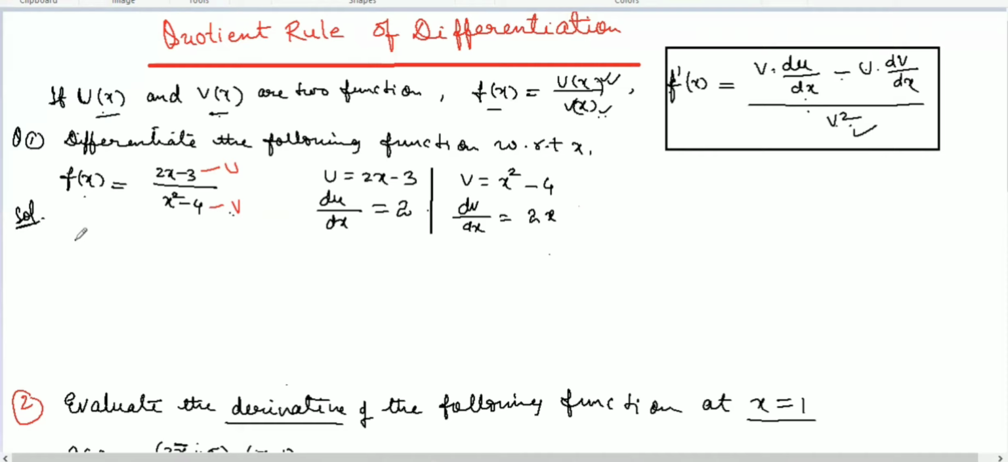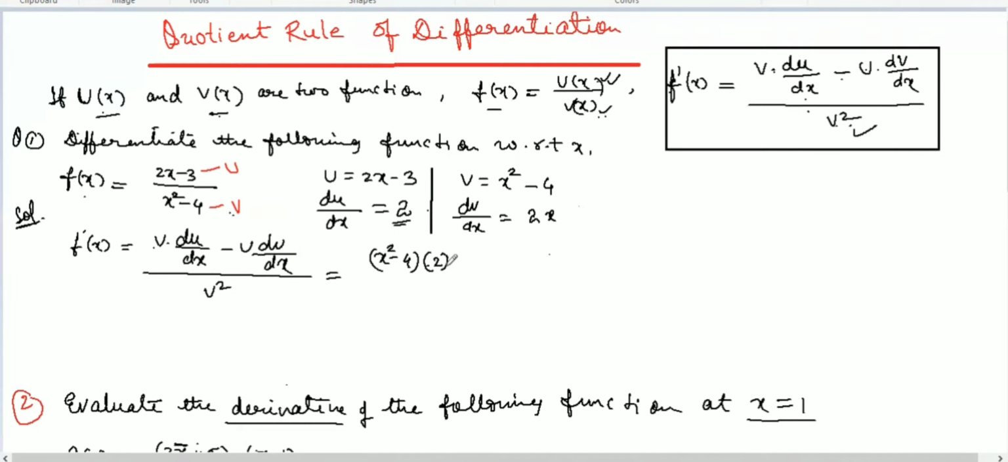So what is the formula? Write down here the formula. F prime of x equal to v du over dx minus u dv over dx, all over v square. Let's go here. So v is x square minus 4, write down x square minus 4. And then we have du over dx. Du over dx is 2, so inside the bracket, write down 2.